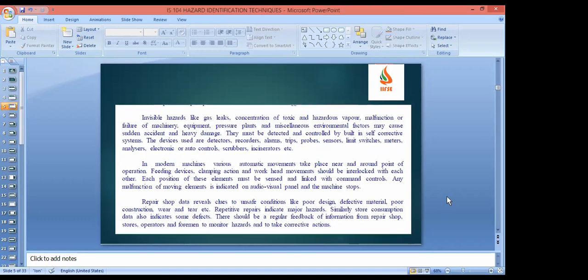Then next, invisible hazards. How are you going to identify an invisible hazard?